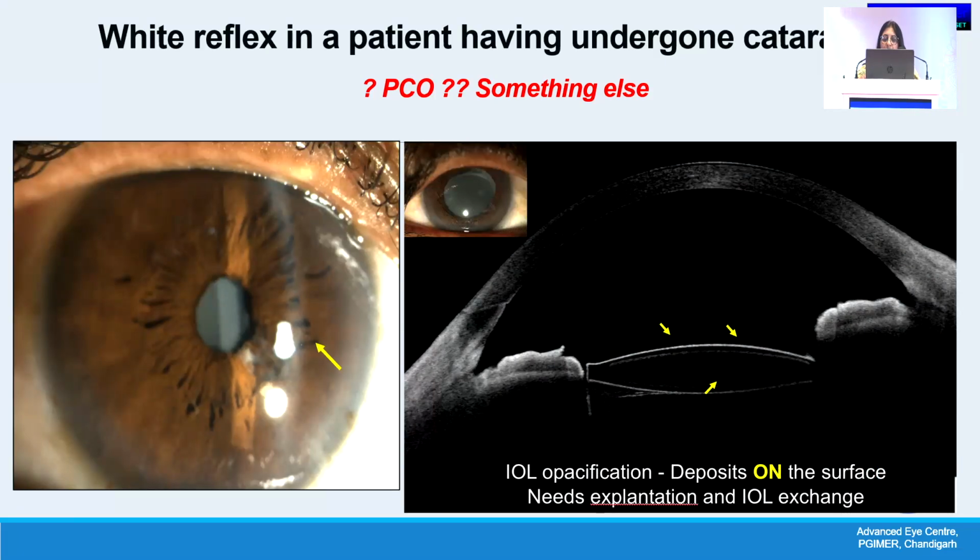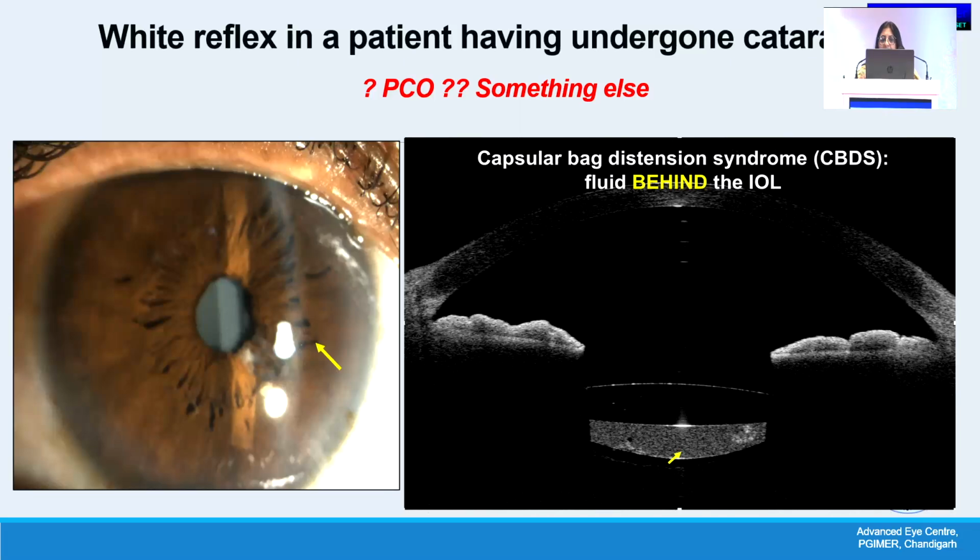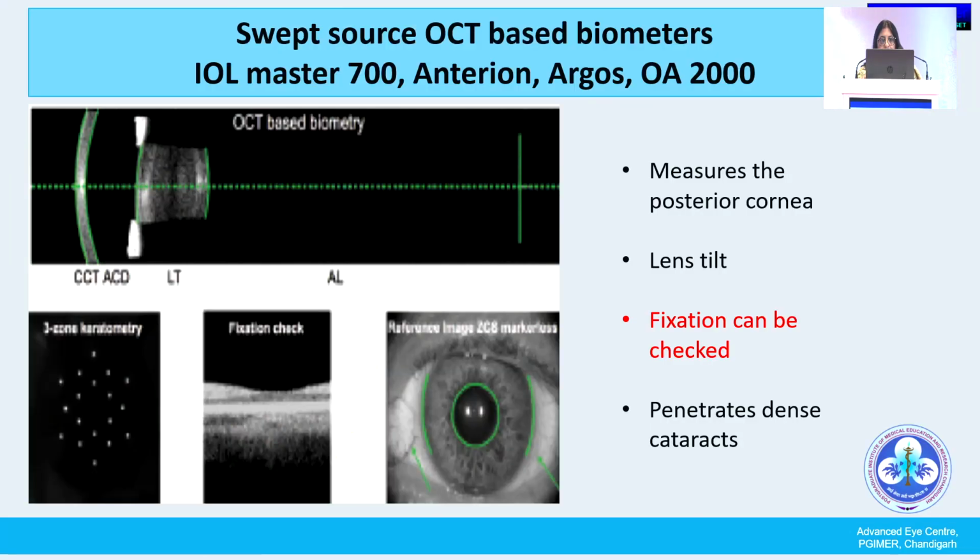So this is a case of an IOL opacification, where there were deposits on the surface, and the internal part of the IOL is clear. So this needs an explantation and an IOL exchange, and not a YAG cap, which somebody otherwise might mistakenly try to do. Another case, if you see a white reflex, this could be capsular bag distension with fluid collected behind the IOL, and this would probably respond well to a YAG cap of the anterior capsular margin.